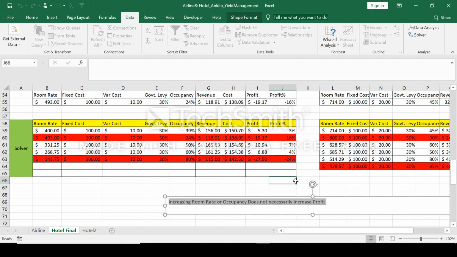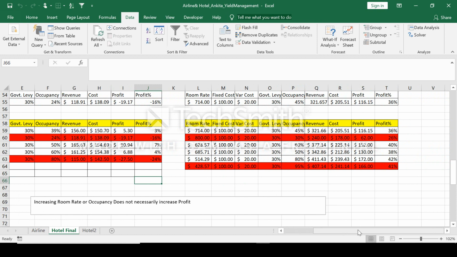your profit. Similarly, for scenario 2 of the cricket season, here we take the variable cost to be 20, and we again solve it using the solver. So for 45% occupancy, we get the room rate to be 714, and we have a profit of almost $116. That is a profit percent of 36%. What we see is even when we decrease the room rate, we have a high profit margin. And if we increase the occupancy further, the profit percentage decreases.